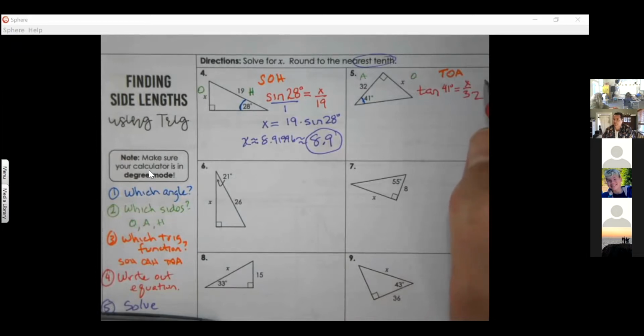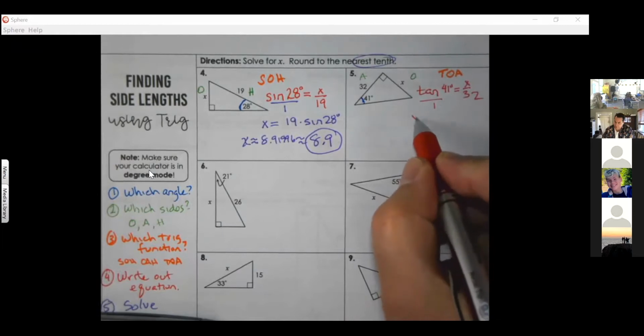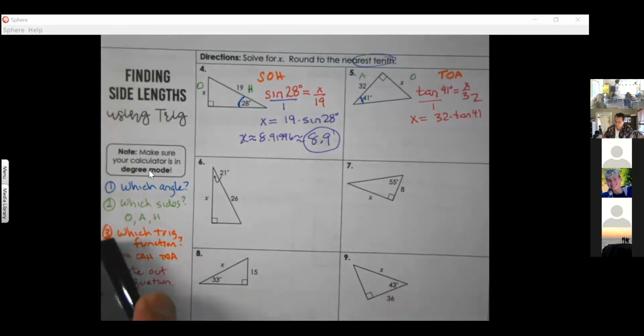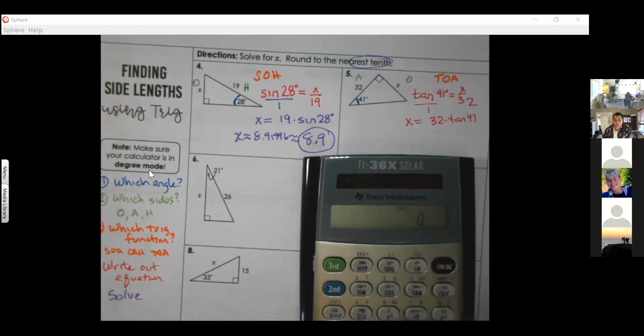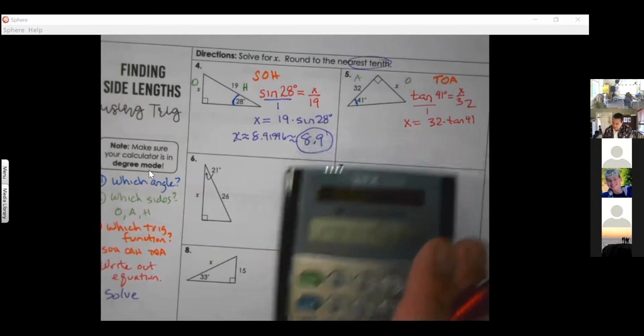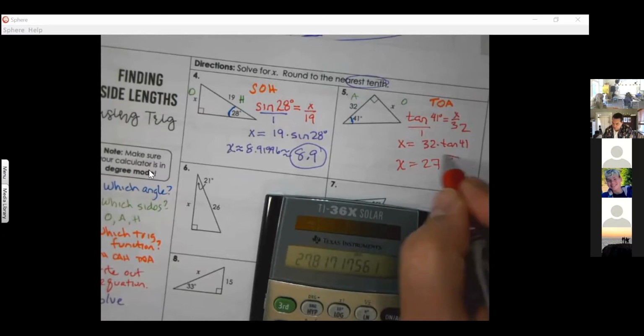Last step is solve. Cross multiply. X equals 32 times tangent of 41. I'm a bit of an advanced user on my calculator, so I'm just going to do 32 times 41 tan and then hit enter. And that's going to give me 27.8.